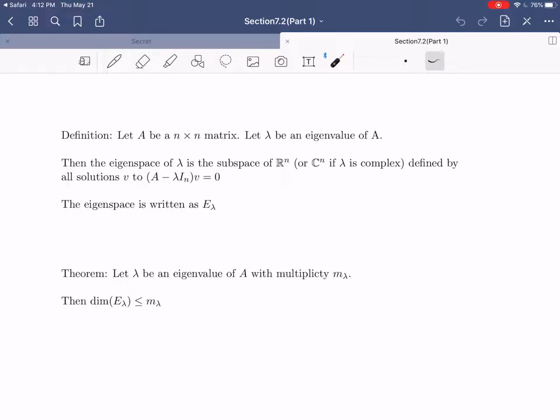In today's video, we're going to be finishing up Chapter 7 by taking a look at Section 7.2. This will be sort of our last section discussing different linear algebra concepts, and then from here on, we'll be moving into Chapters 8 and 9, returning to our study of differential equations. So let's go ahead and take a look at this.